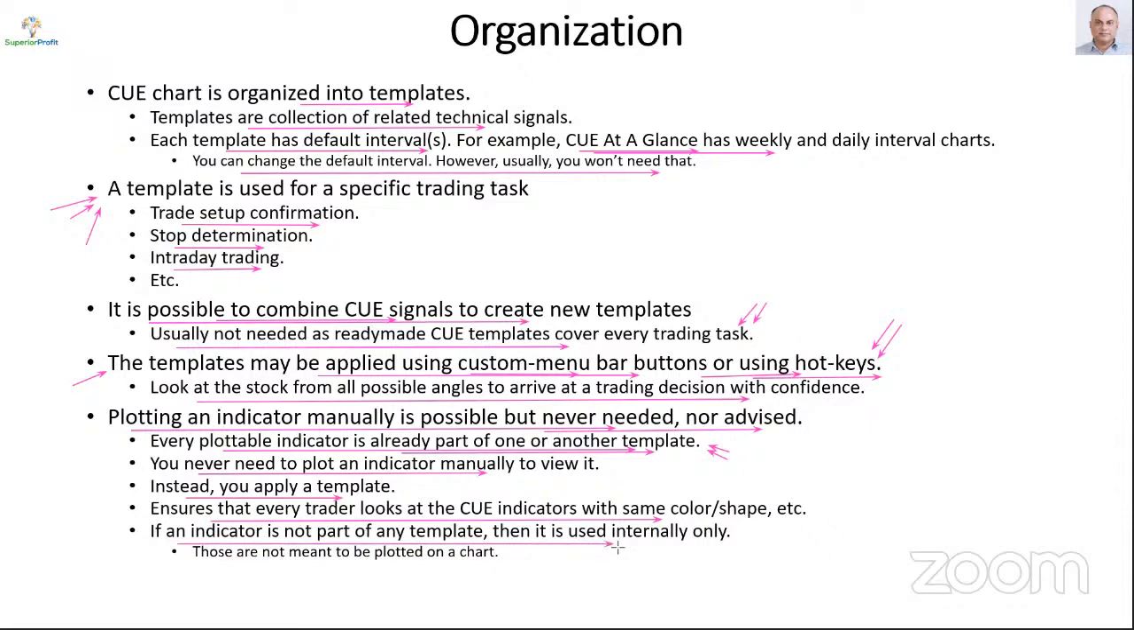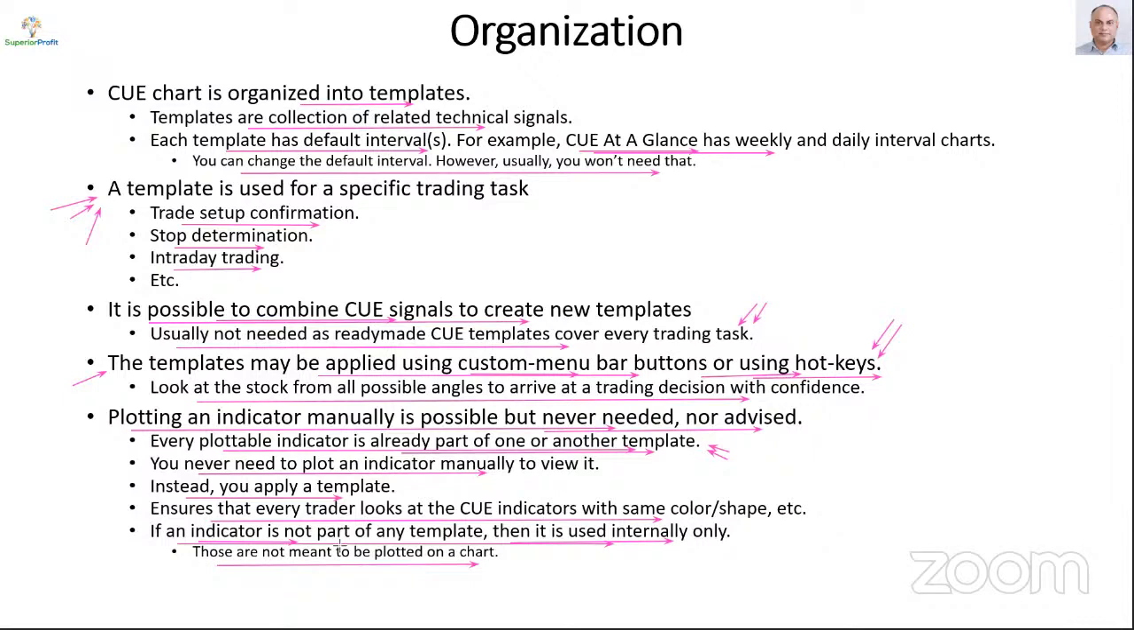If an indicator is not part of any template, meaning if you look at the Q Global code or TradeStation Q Elite code, you may find some apparent indicators that are not in any template. But if you see any indicator like that, then it is used internally only. They are not meant to be plotted on a chart. So some people who are very technical may look at the internals of Q Global on Metastock and Q Elite on TradeStation and find there are other indicators with a generic name in this case. Those are not available on chart templates.